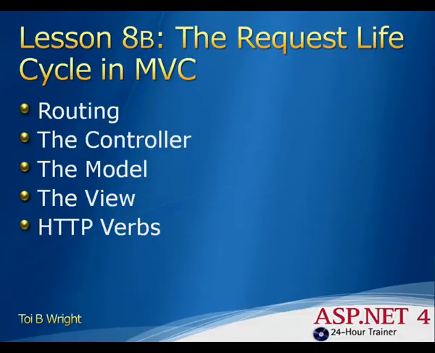When you create an MVC application, routing is automatically enabled in the global.asax.cs file. The route is used to determine which controller and action should be used to process the request. Once the appropriate controller is identified, the request is executed by the controller.